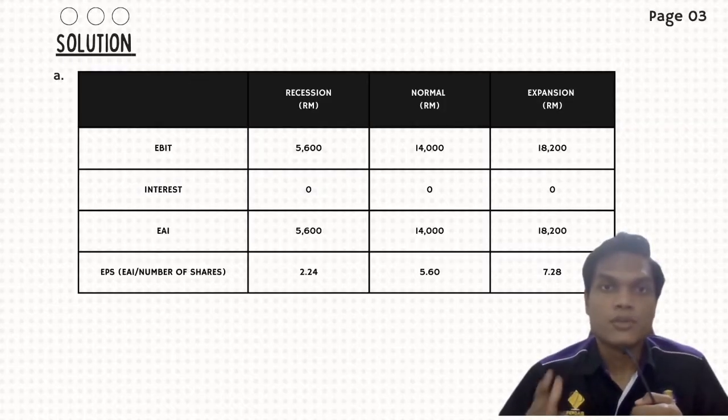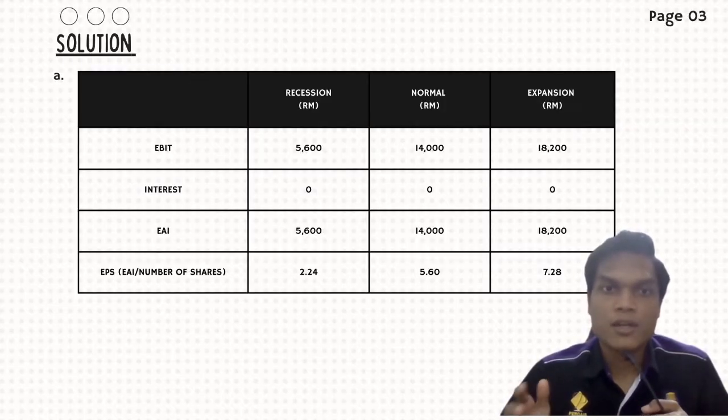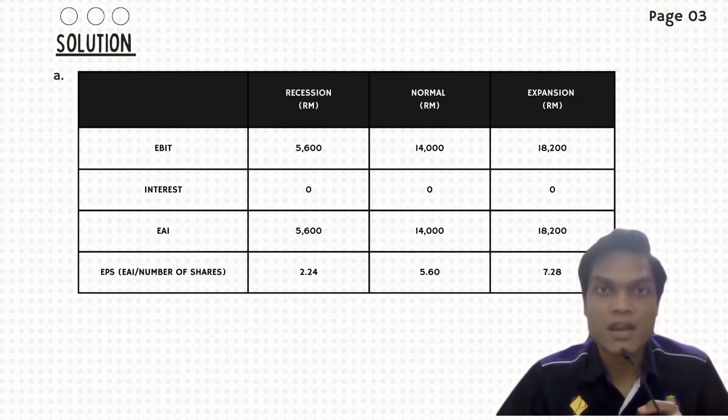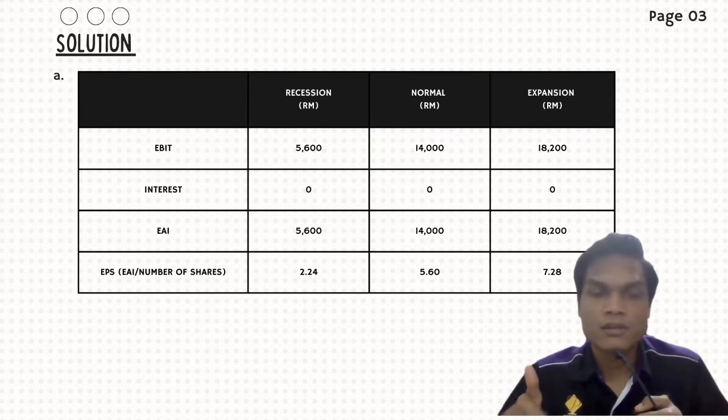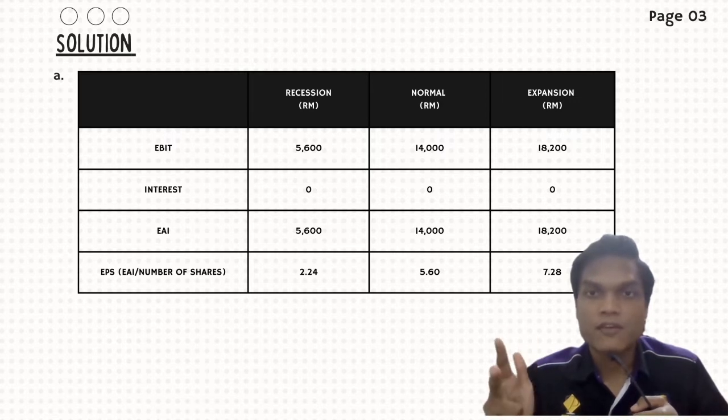So in order to determine EPS, we need to use the formula earnings after interest divided by the number of shares. Under these three economic conditions, there is no interest since the company has no debt. So we can just use EBIT as the value of earnings after interest and taxes. In the recession condition, the earnings after interest will be 5,600. For the normal condition, it will be 14,000, and for the expansion condition, it will be 18,200.